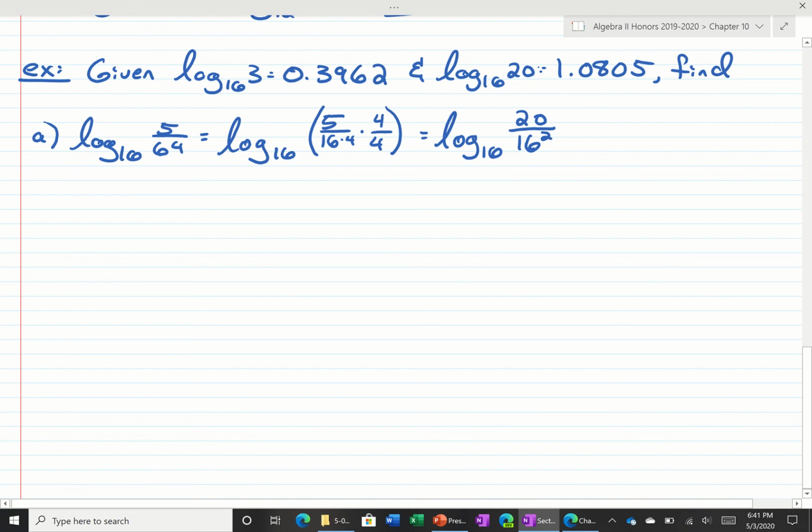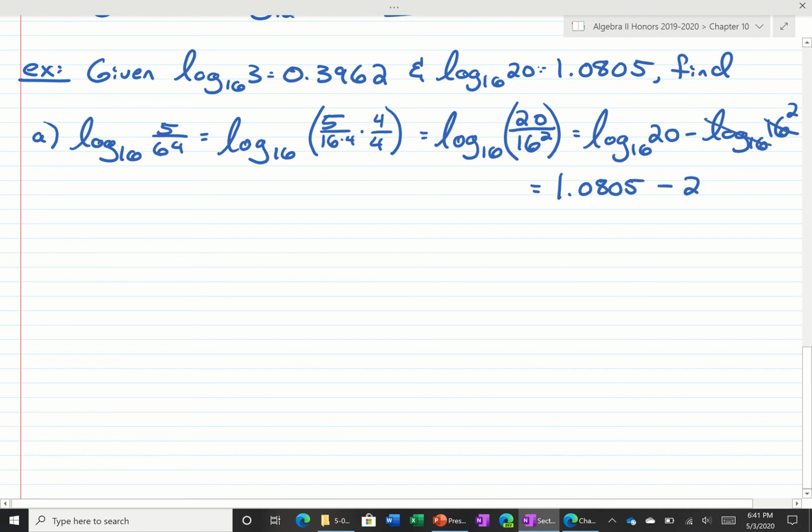So this one's really, really hard. But from here, we could use the quotient property. This is log base 16 of 20 minus the log base 16 of 16 to the second. And the log base 16 of 20, I told you, was 1.0805 minus, this is an inverse property, 2. If you just type that into your calculator, 1.0805 minus 2, you will get negative 0.9195.